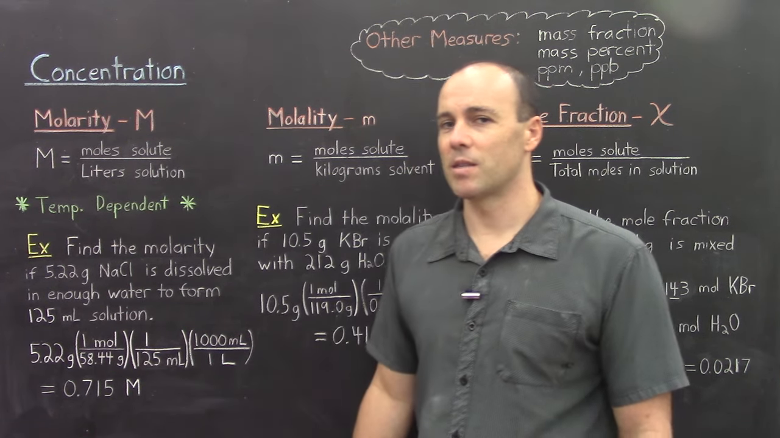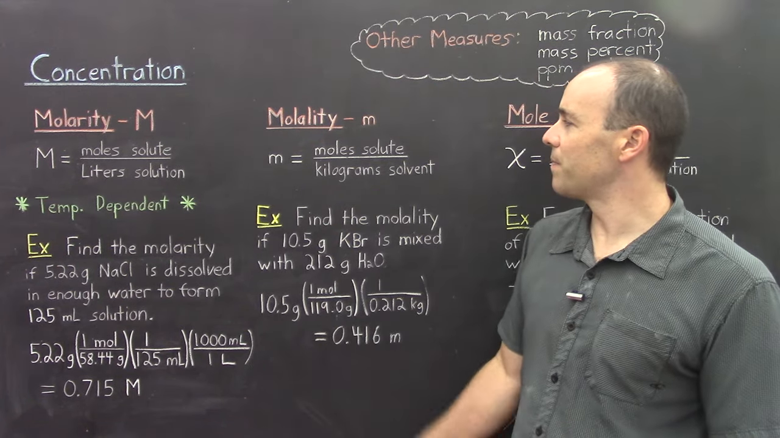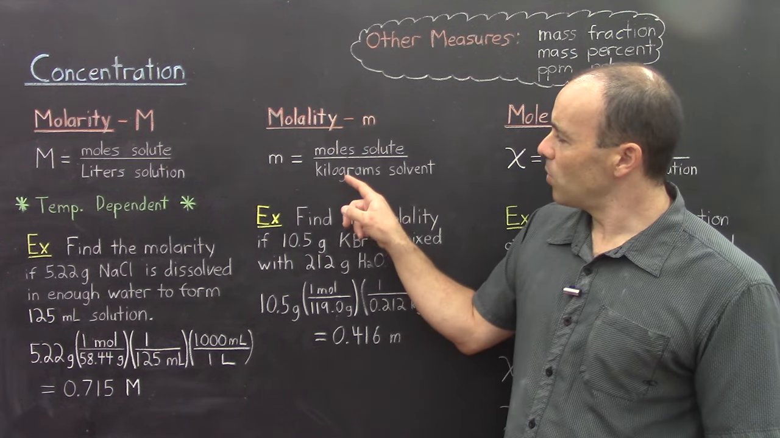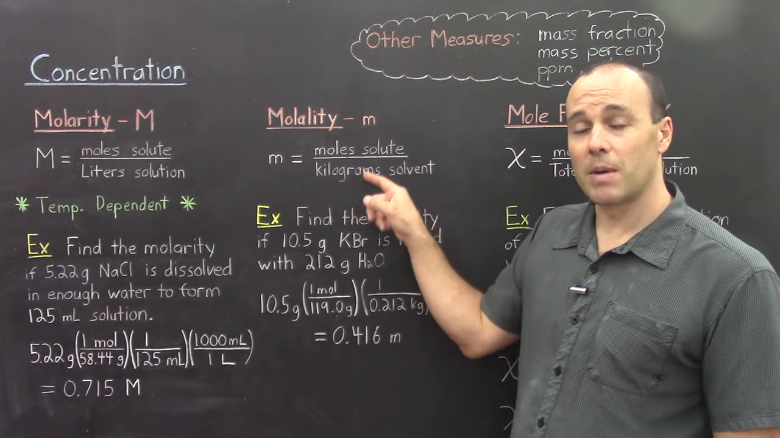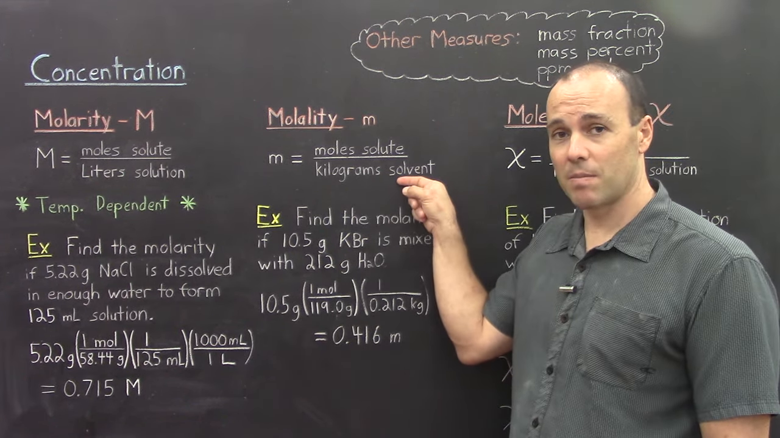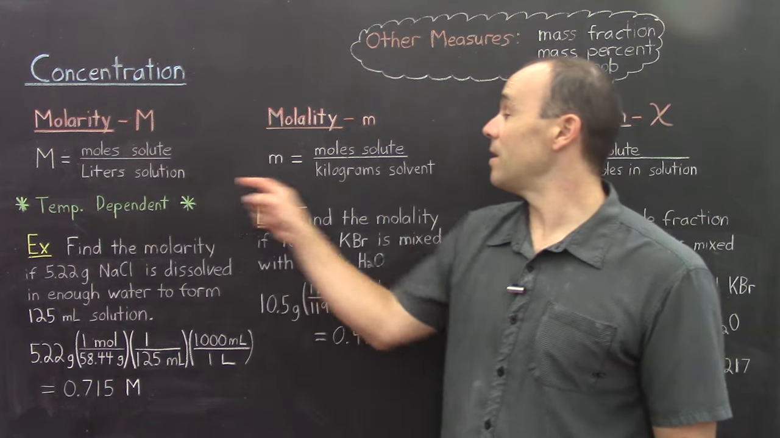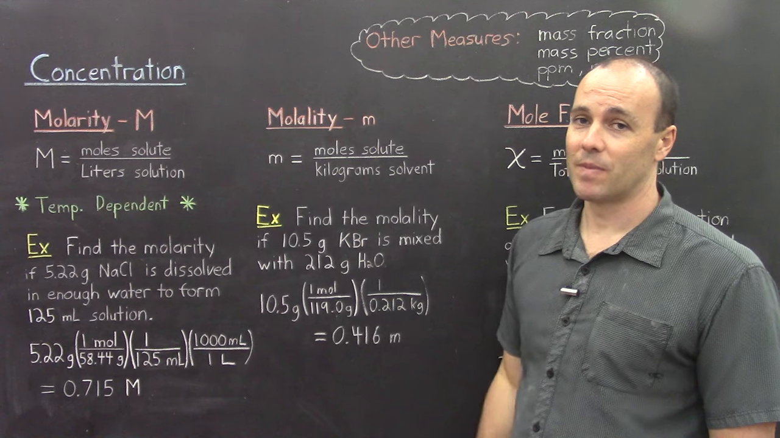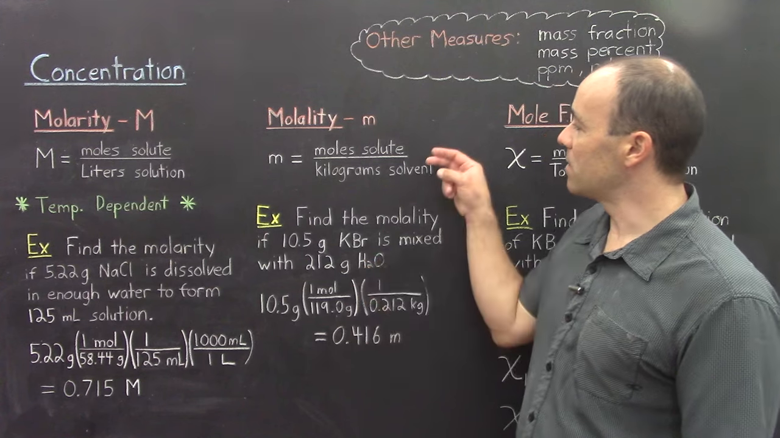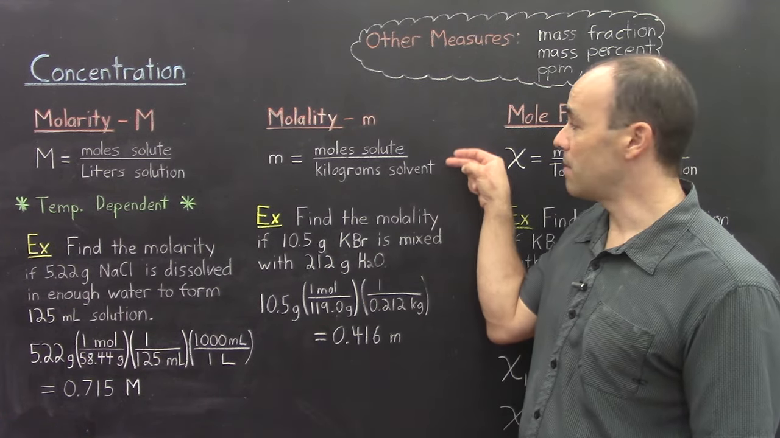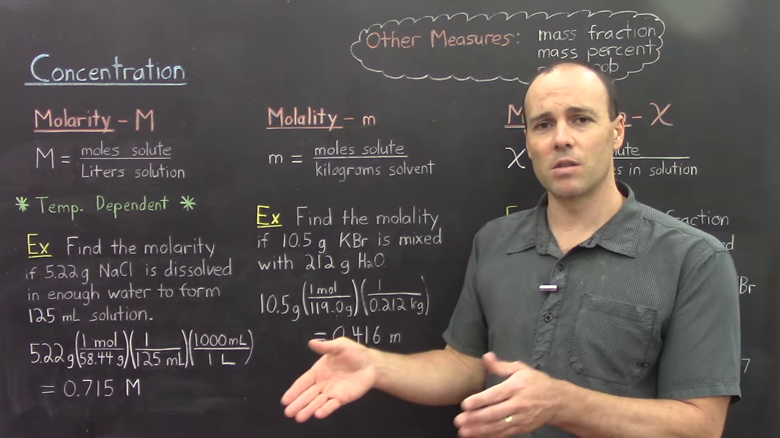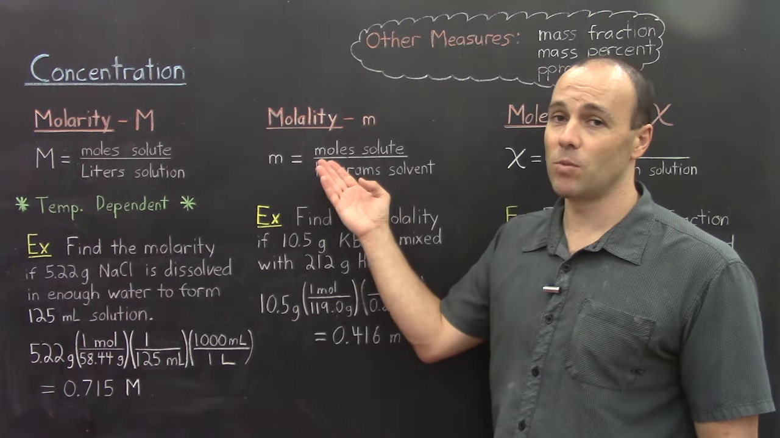Now the next measure of concentration is kind of similar, the molality, indicated by a little m. Here the molality is moles of solute divided by kilograms of solvent. Notice here it's solvent this time, not solution. And it's mass of solvent. So this is a temperature independent measure, and that's because the moles and the mass do not change with temperature. So under hot conditions or cold conditions, the molality would always be the same.